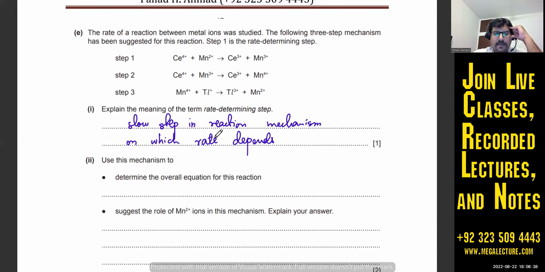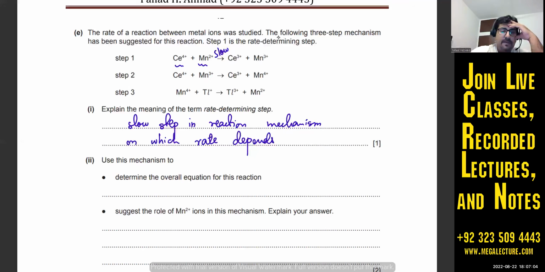As you use this mechanism, there are different steps given. Step one, step two for a particular reaction. It's a three-step mechanism, and step one is the rate determining step. So that's the slow step. So rate will depend on these two only. Okay? Any reactant that's involved in the slow step, rate depends on that.